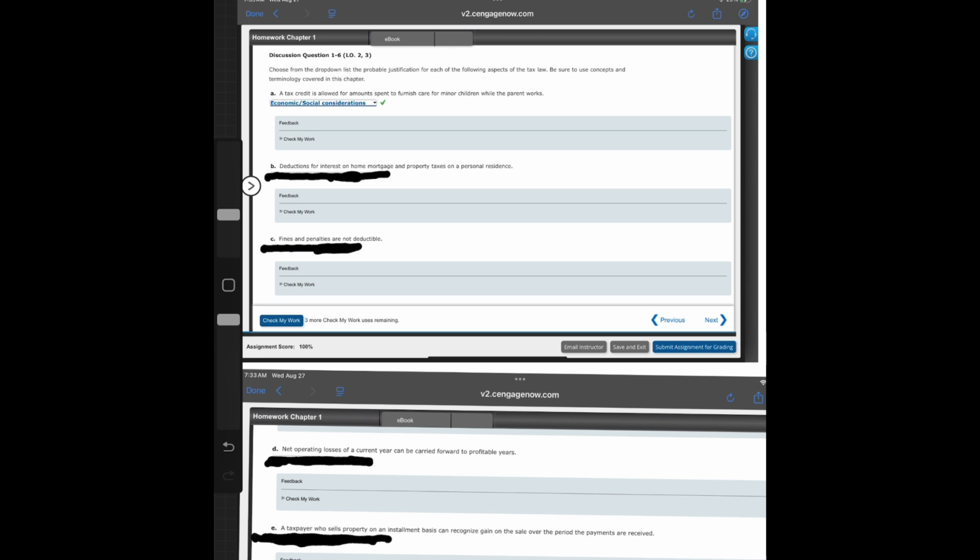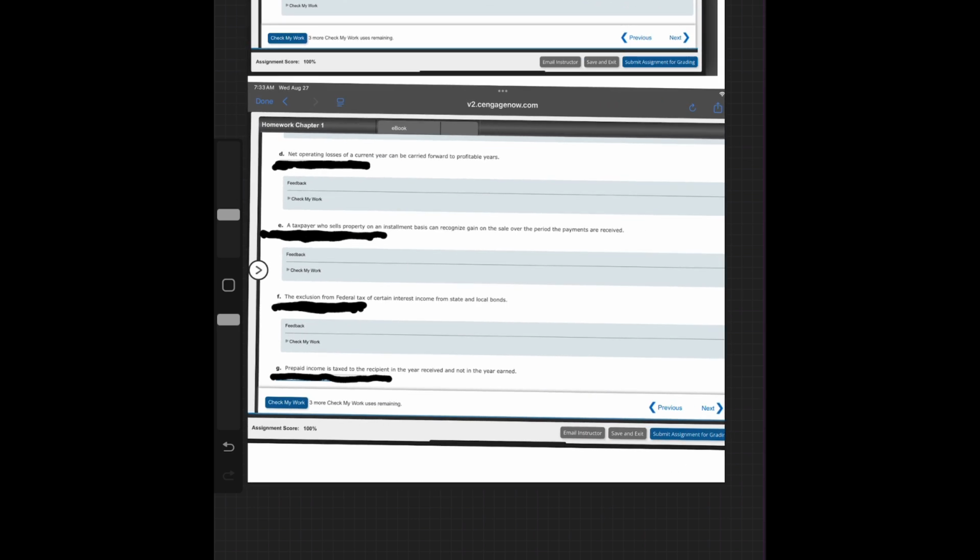Deductions for interest on home mortgages and property taxes on a personal residence. The concept behind this is they want to encourage people to own houses. So that means it's going to be an economic and social consideration. Okay, fines and penalties are not deductible. Allowing deductions for fines and penalties would basically be rewarding bad behavior. So this is a social consideration.